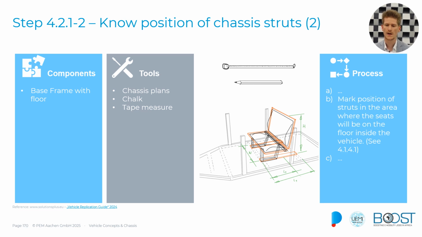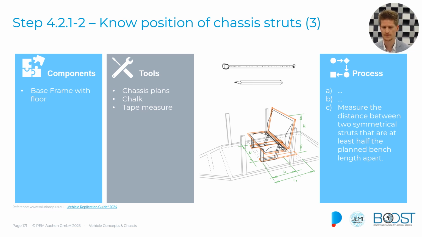The position of the struts shall be marked on the inside of the vehicle, so take your chassis plans, your tape measure and a little bit of chalk, and just draw that onto the floor of the vehicle so everyone knows where these struts are actually running through. Then measure the distance between the symmetrical struts at this point, so that they are apart for the benches that you need. The first bench, so the second seating row, will be placed on this strut, and the other row will be placed on the other strut.